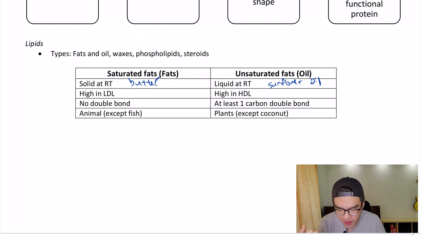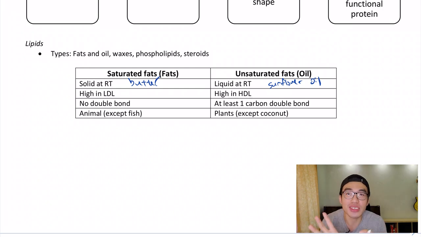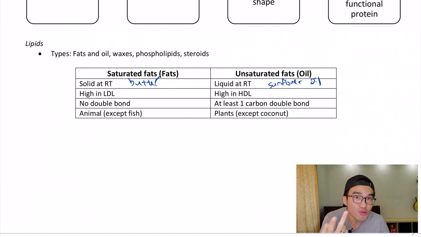Next, saturated fat has no double bond. I'm sure all of you take chemistry, you know it's a double bond. So saturated fat, since they're saturated, means they have no more free space for the hydrogen to attach to, means they have no double bond. But unsaturated fat has at least one double bond. They can have one or two or three double bonds.